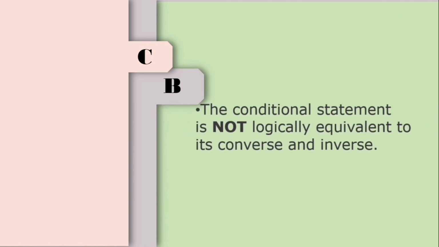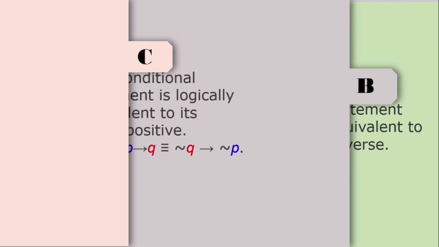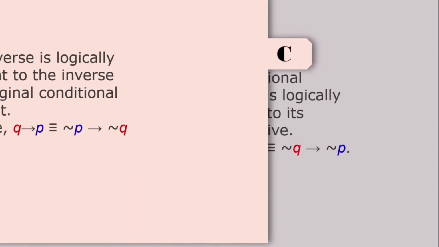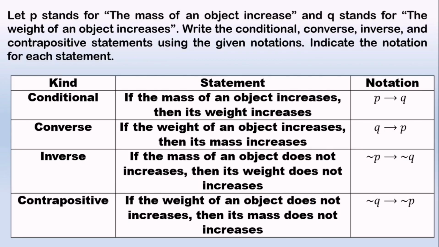The conditional statement is not logically equivalent to its converse and inverse. Next, the conditional statement is logically equivalent to its contrapositive. Thus, P implies Q is logically equivalent to not Q implies not P. And the last one is, the converse is logically equivalent to inverse of the original conditional statement. Therefore, Q implies P is logically equivalent to not P implies not Q. So, yan. Let's proceed to the given example here.